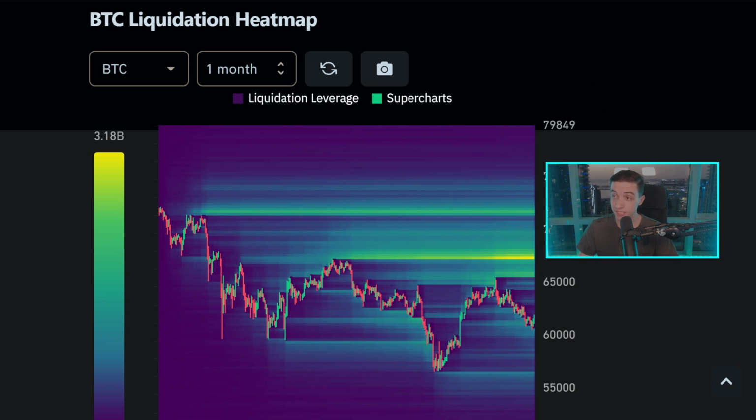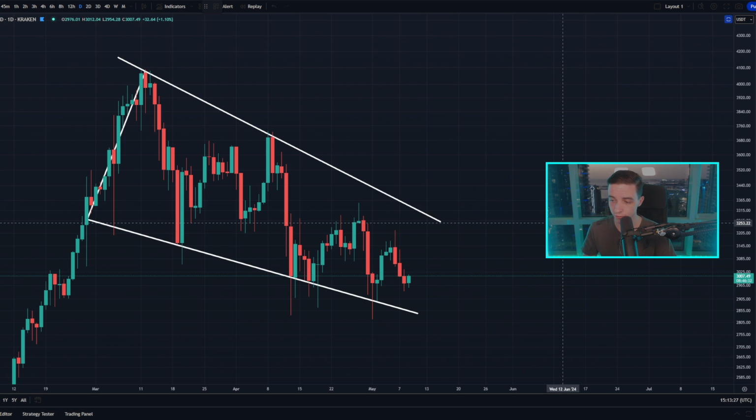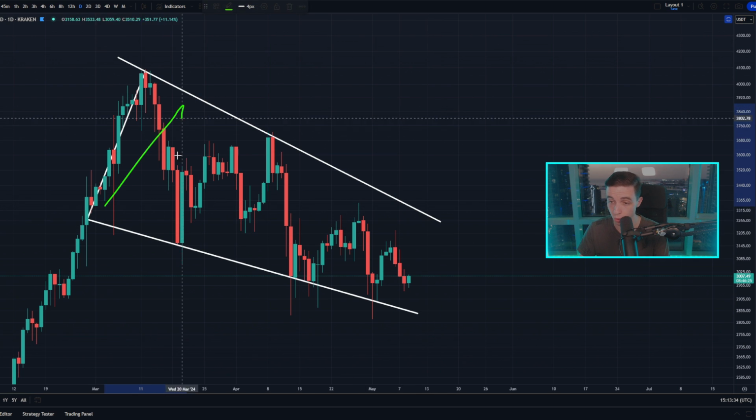But with that being said, taking a look at Ethereum on the daily time frame, and right now the price of ETH is still trading in between this support and this resistance, potentially forming this massive falling wedge pattern.